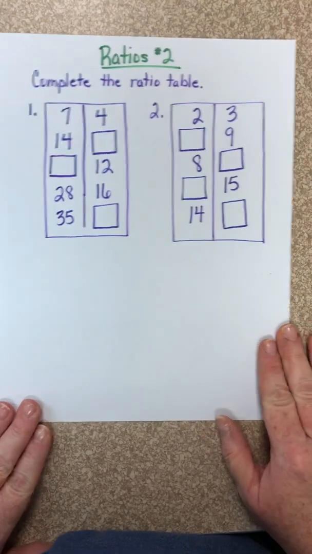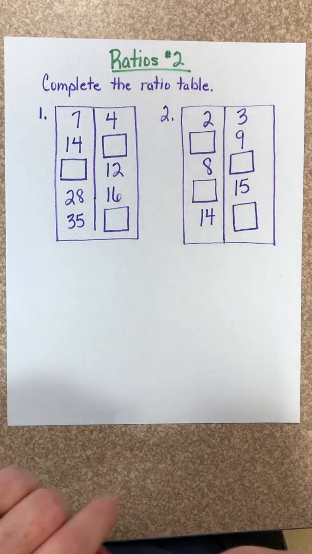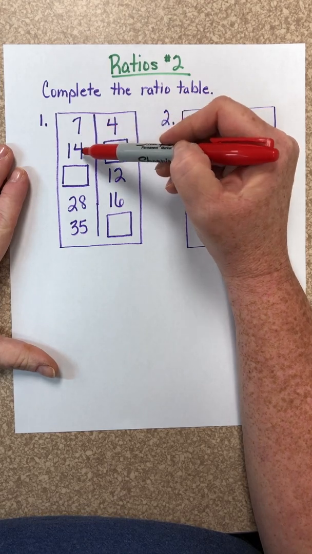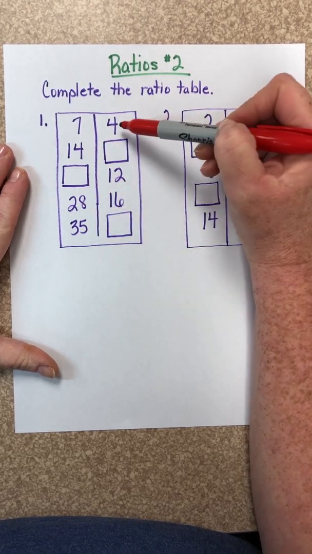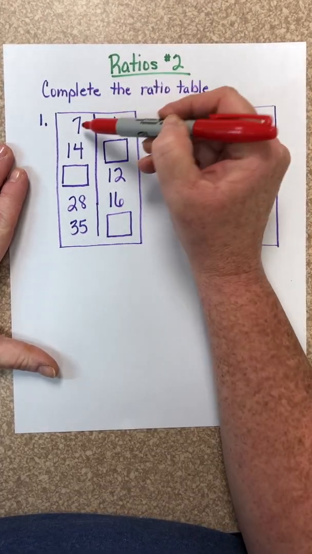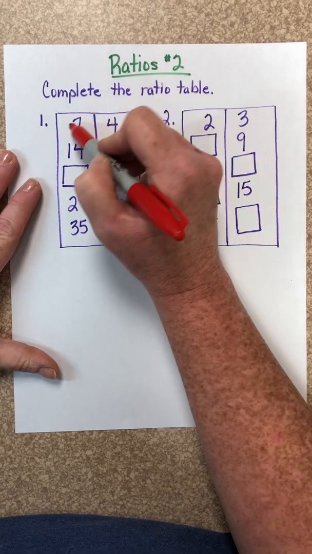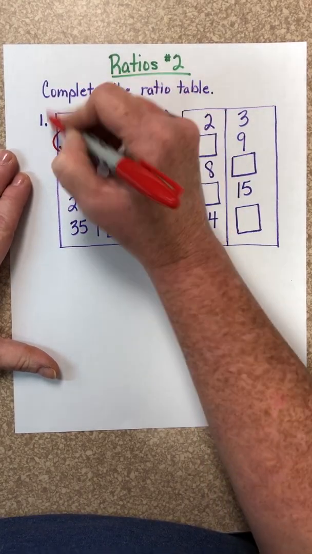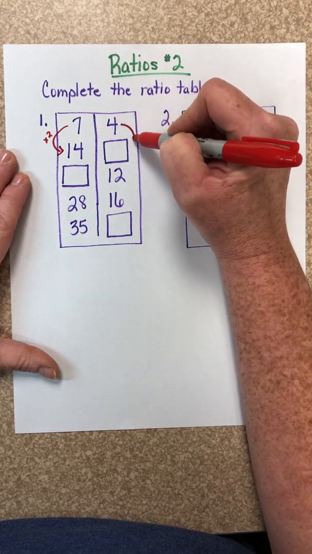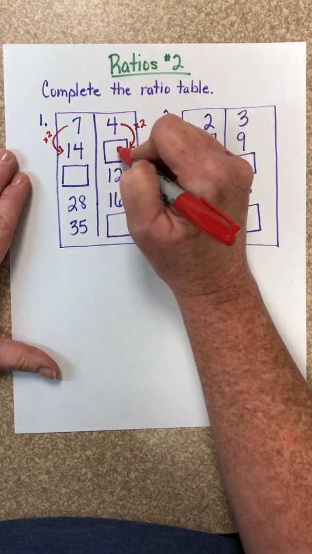Now let's look at how to complete a ratio table. And I have 2 tables for us to look at. So here we go. We have 7, 14, we have to fill in 28, 35, 4, fill in 12, 16, and fill in. So let's begin. What do I do to 7 to get 14? Well, from here to here, we multiplied by 2. That means I have to do the same thing to the 4. I have to multiply by 2. So 4 times 2 is 8.